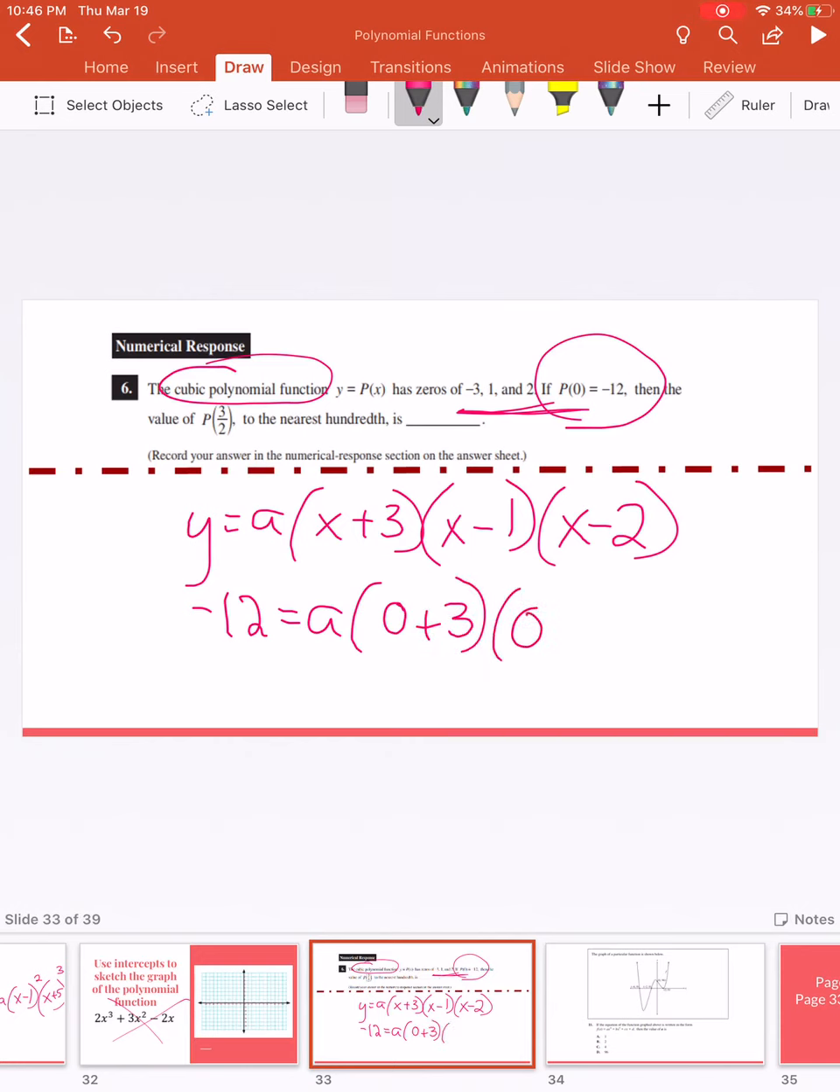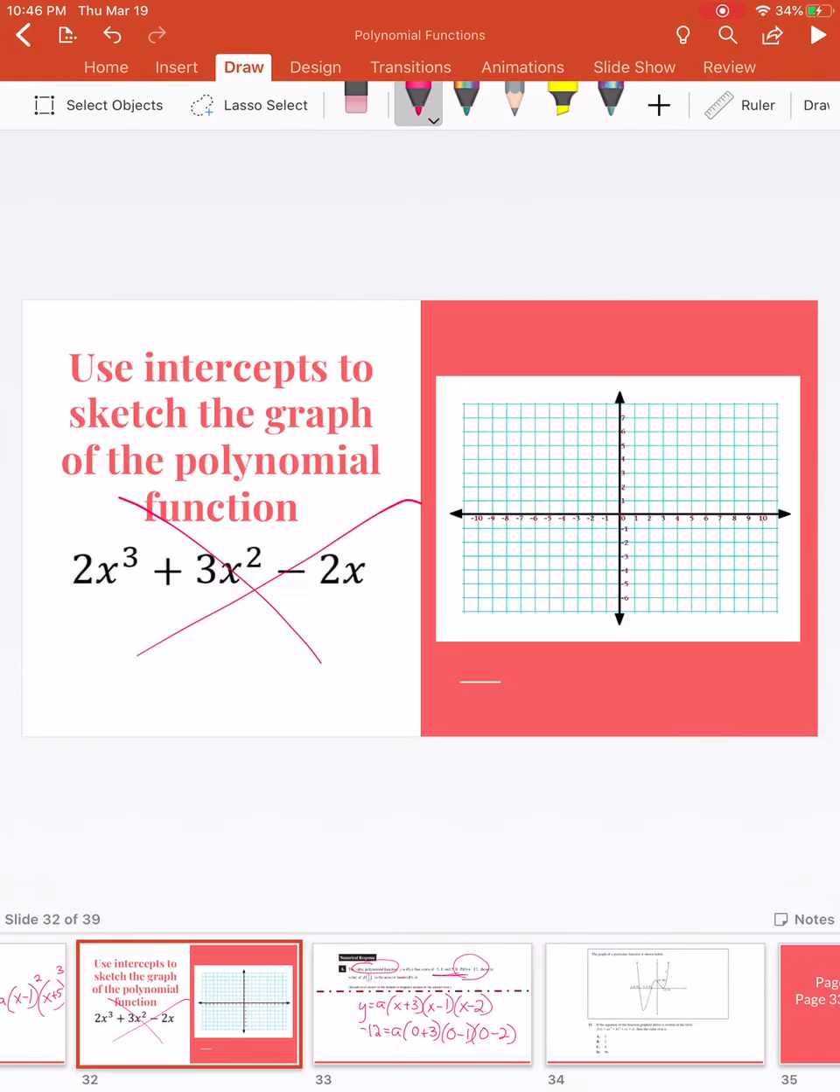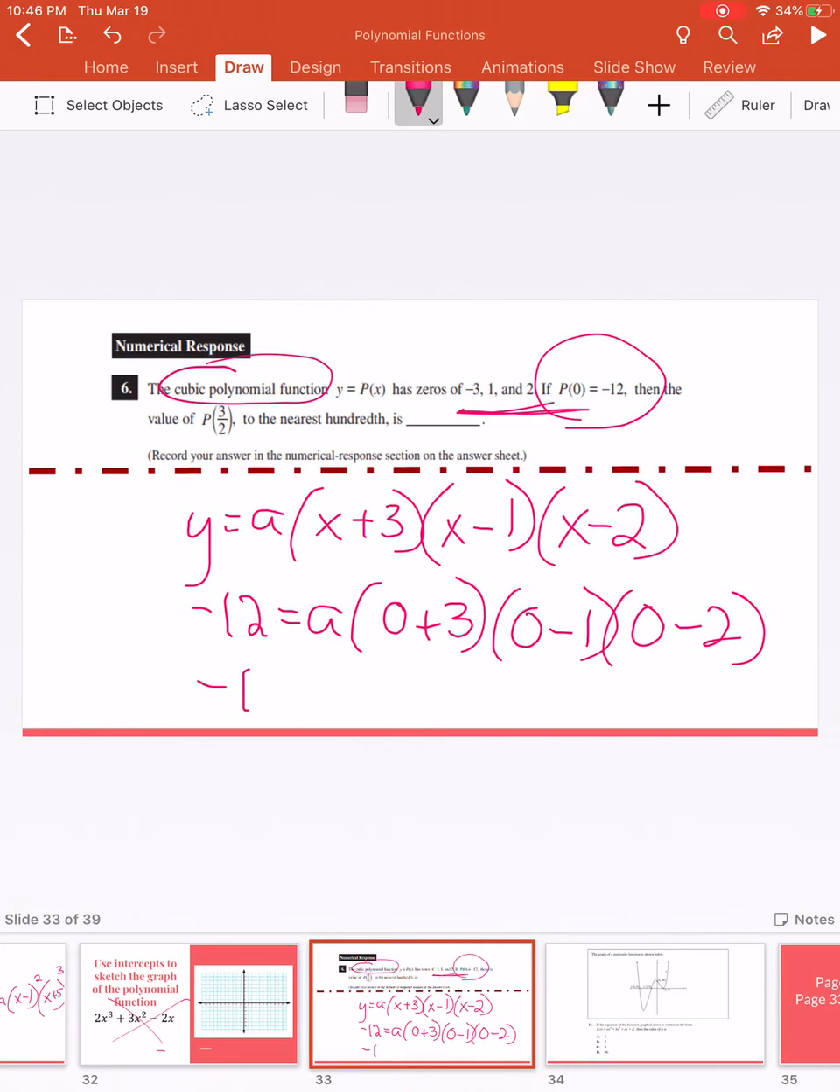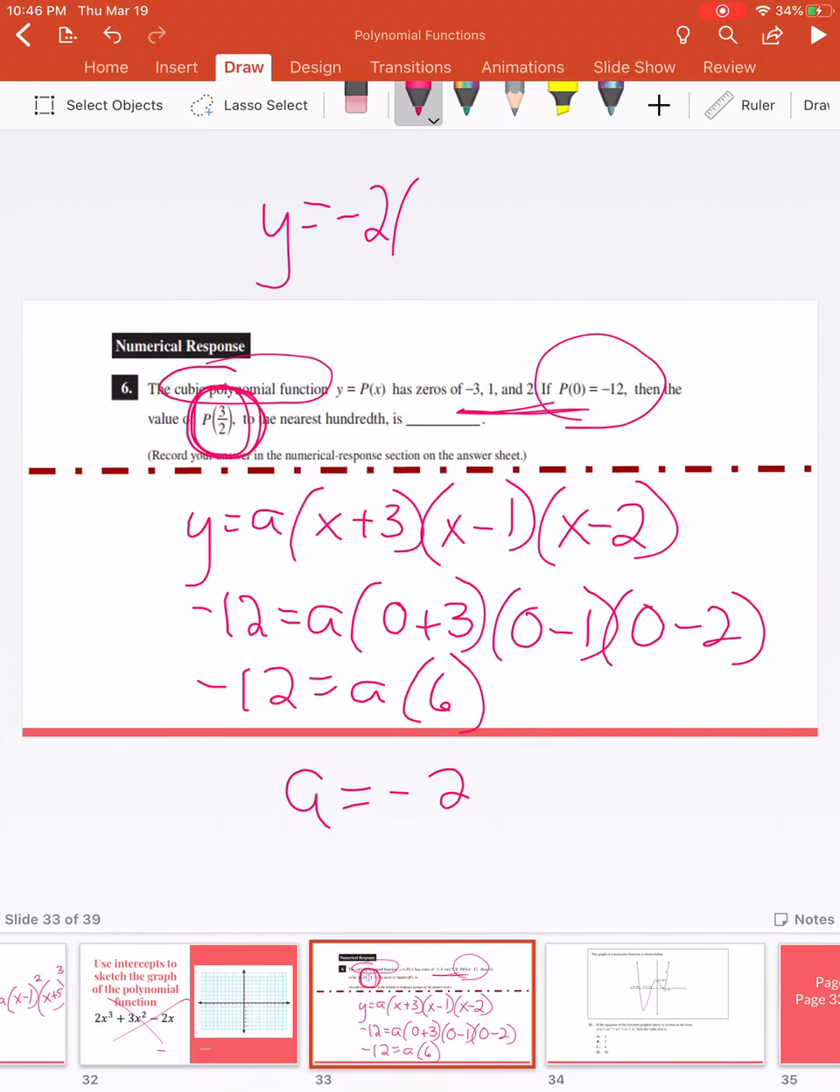So I'm just substituting that point in here. Oops, I jumped ahead, or jumped behind, I guess. So I have 0 plus 3 gives me 3, times negative 1 gives me negative 3, times negative 2 gives me a positive 6. So that means my a value would need to be negative 2. So now that I know my a value, this of course is function notation, so it's just asking what your y value would be when x is 3 over 2. So let's write this equation out. We'll replace x with 3 over 2.